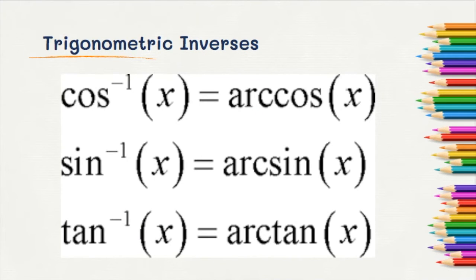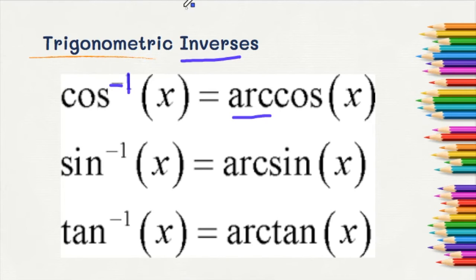Okay, let's move on to trigonometric inverses. Trigonometric inverses, you can write it with the negative 1 here. It means inverse, or you could use arc. Both of these represent inverse. You would say cosine inverse of x, sine inverse of x, or tangent inverse of x, or you could say arc cosine, arc sine, arc tangent, and all of these just mean inverses.